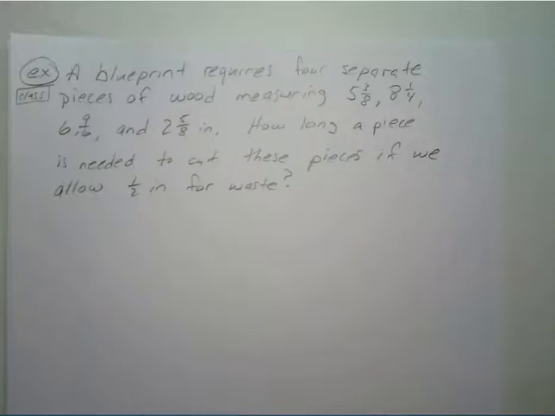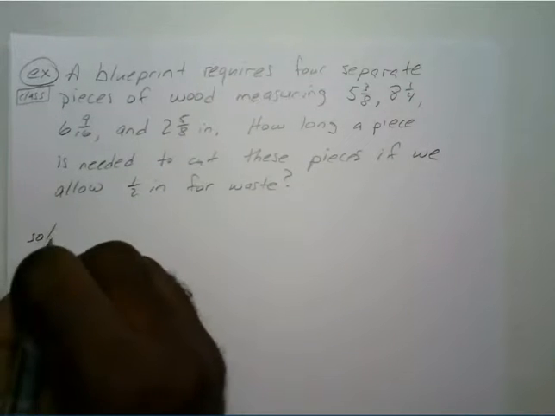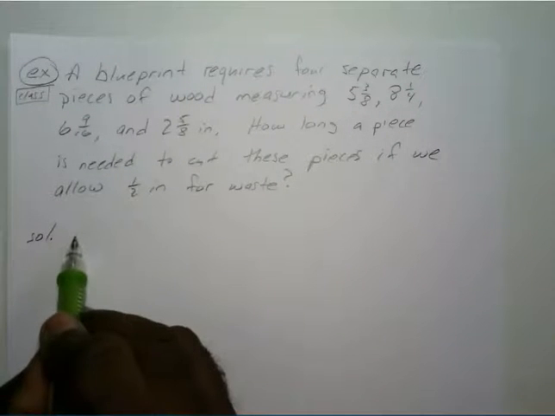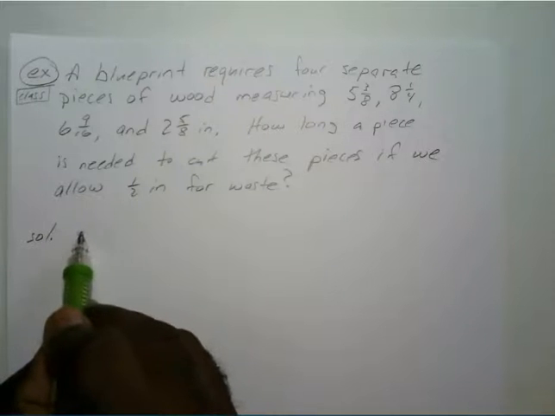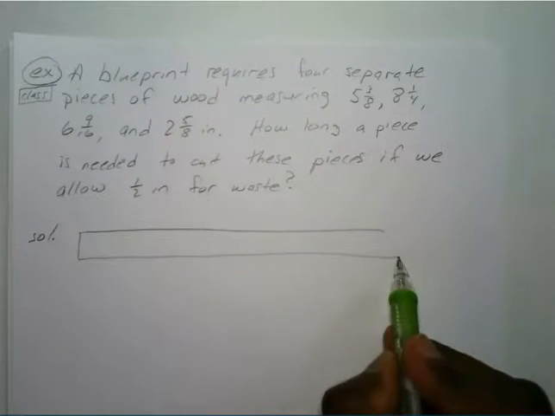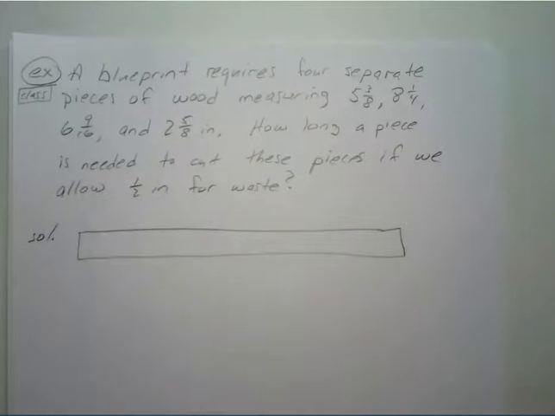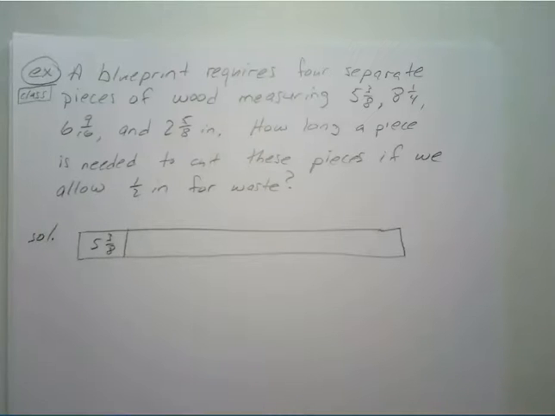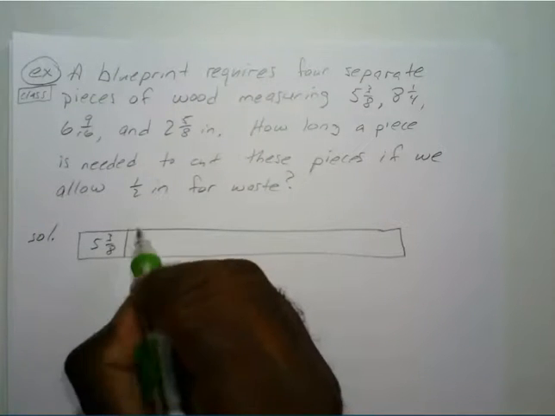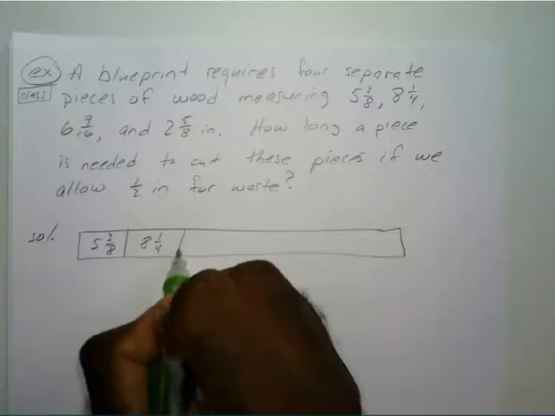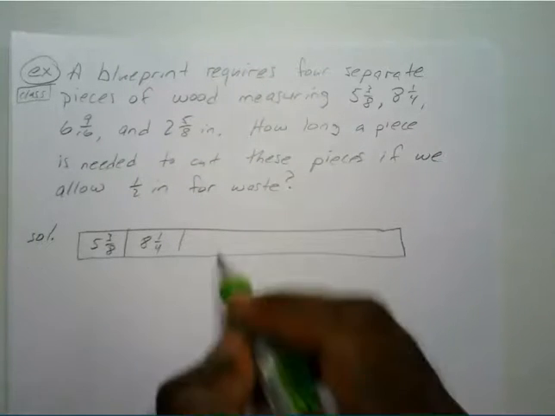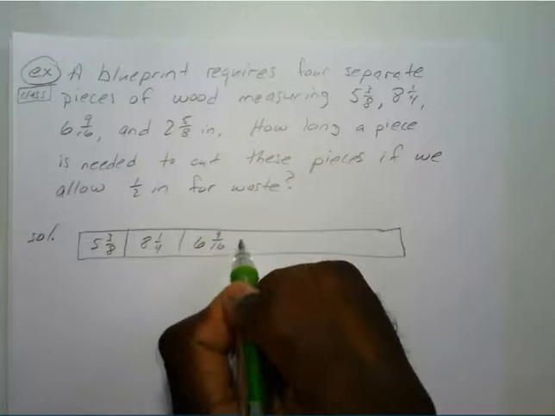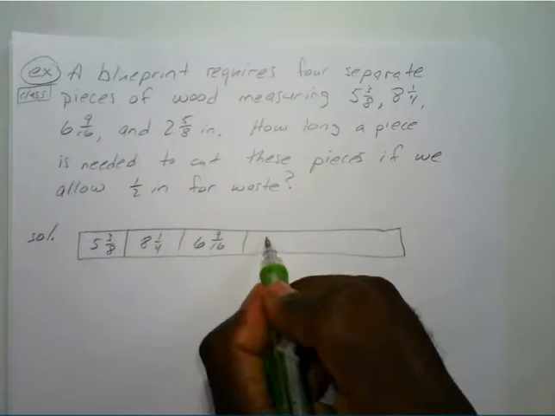All right, so assuming you've already pressed pause and worked this one out, this one, drawing a picture, would definitely help. So this is your piece of wood. It doesn't have to be perfectly drawn. We know we have 5 3/8. We know we have 8 1/4. We know we have 6 9/16. We know we have 2 5/8.